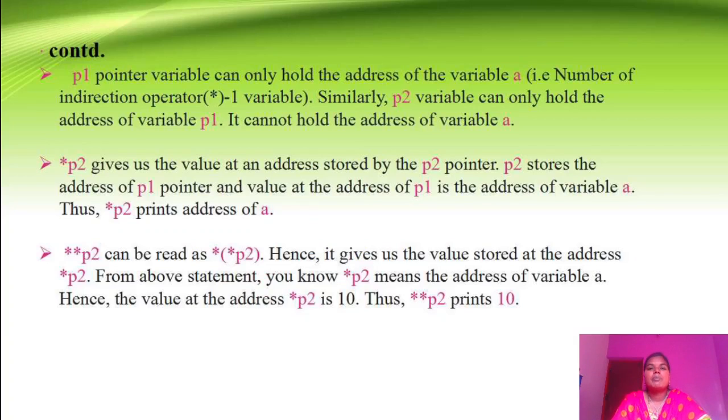Here the p1 pointer variable can hold only the address of the variable a, and the p2 variable can hold the address of the variable p1. It cannot hold the address of the variable a. *p2 gives the value at the address stored by the p2 pointer, and p2 stores the address of the p1 pointer, so that is the address of the variable a. **p2 is the pointer to pointer, and it will print the value, that is 10.